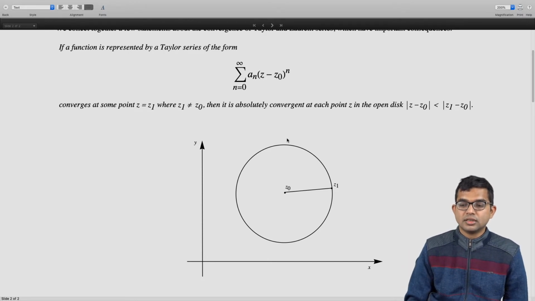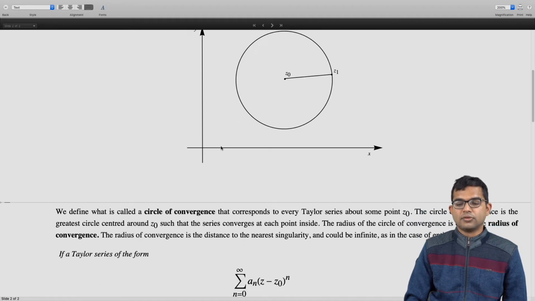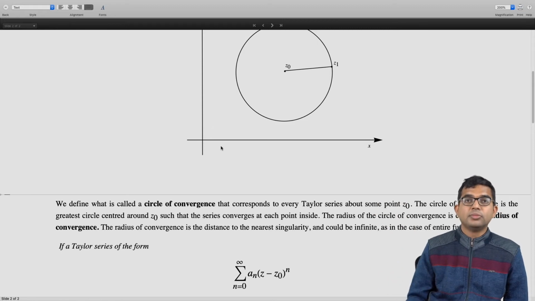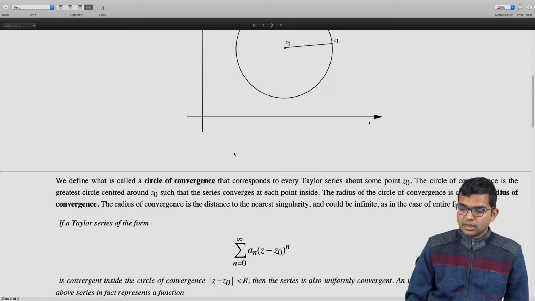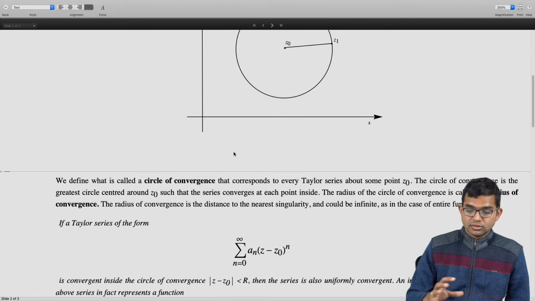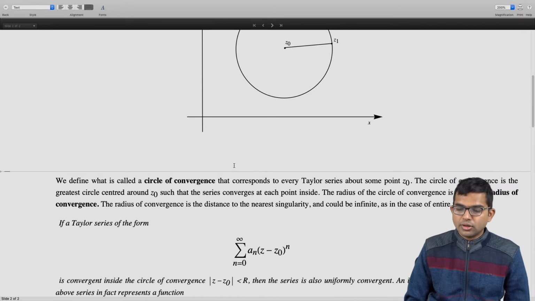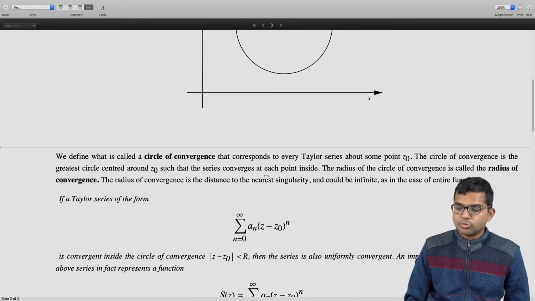Because of this fact which we just stated, there is a circle of convergence, and any point outside the circle of convergence cannot be a convergent point, right? So then there is another idea which is of great importance, and that is the idea of uniform convergence, right? So again, we will not go into giving any rigorous proofs or anything of this kind.